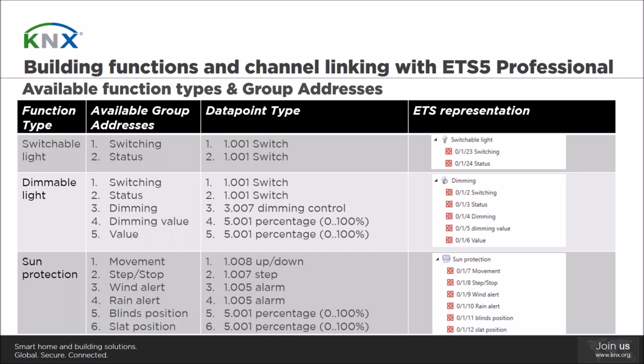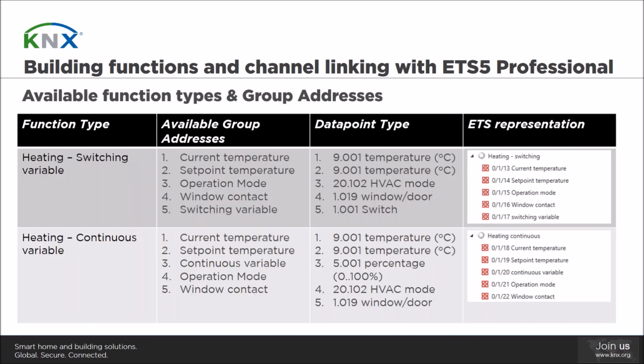This is also possible. So here you see the switchable light, the dimmable light, and the sun protection functions with the respective group addresses and their data point types. And you also see the icons and how those functions are represented in ETS. And last, here we see the heating function with switchable variable and the heating with continuous variable.